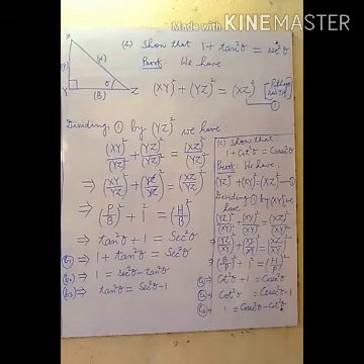So in this way, we have studied basic identities today. And how many basic identities are there? There are 3. What are those 3? First one is sin square theta plus cos square theta equals 1. Second one is 1 plus tan square theta equals sec square theta. And third one is 1 plus cot square theta equals cosec square theta. Thus, we have studied basic identities.